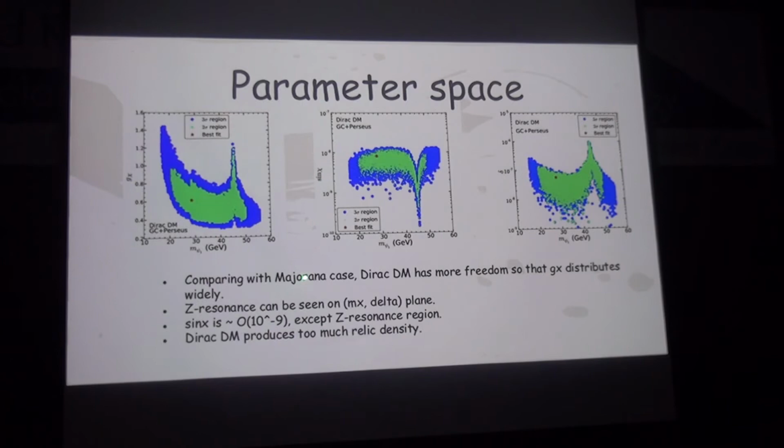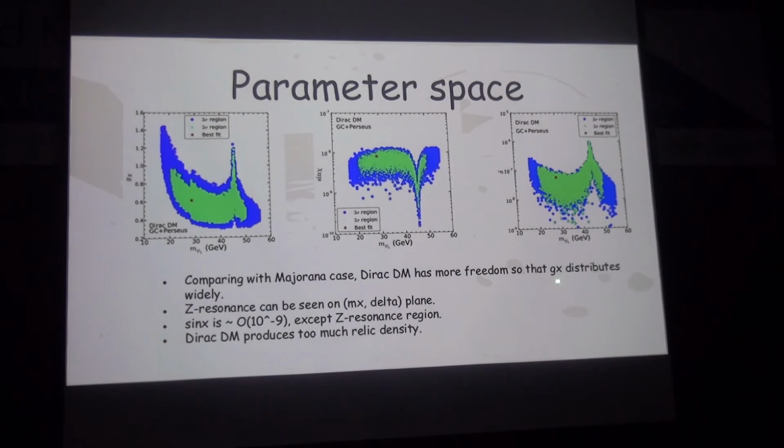And then for this mixing, you can also see similar behavior. The most important is the mass splitting. You can still see the resonance here. So compared with the Majorana case, Dirac dark matter has more freedom.